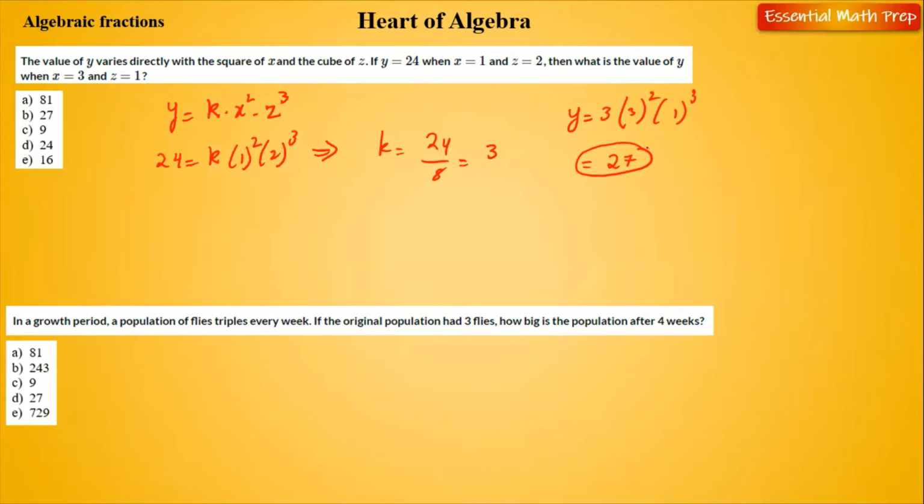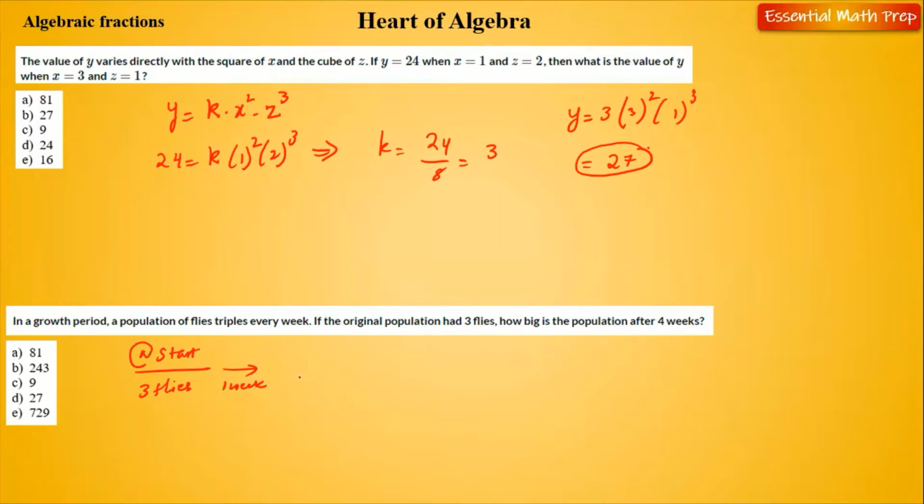This particular problem, you can solve it in at least 2 different ways. Let's show you a way that may appeal to most novices, and an expert may solve it differently. So how can we do that? At the start, you have 3 flies, and it triples every week. Triple means you are multiplying by 3. In other words, after the first week, you'll have 9. That is 3 plus 3 plus 3.